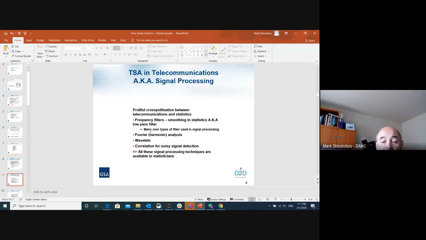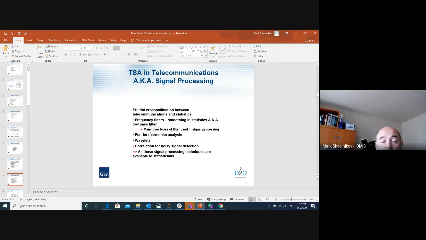The newer thing: Fourier analysis, developed in the 18th century, has some limitations. So wavelets cover these limitations. We will use a wavelet in our practical session. We will develop a wavelet ourselves, and we will use it.